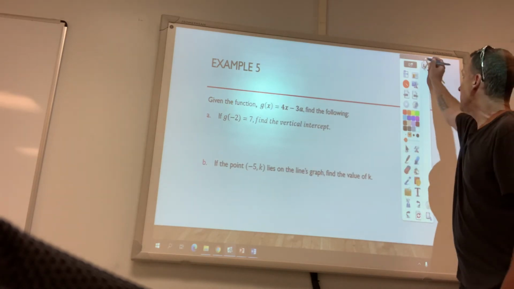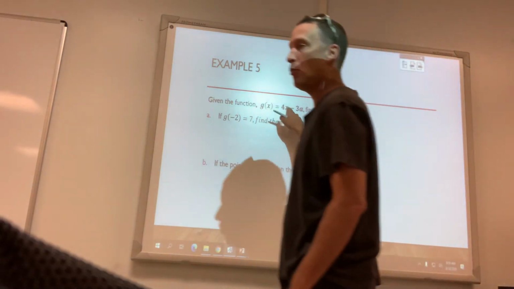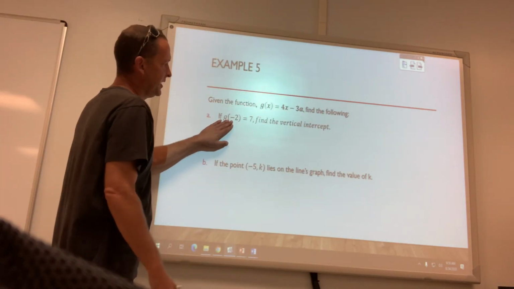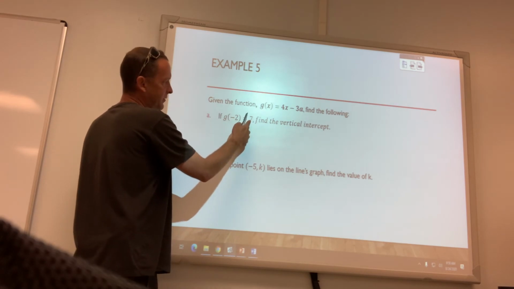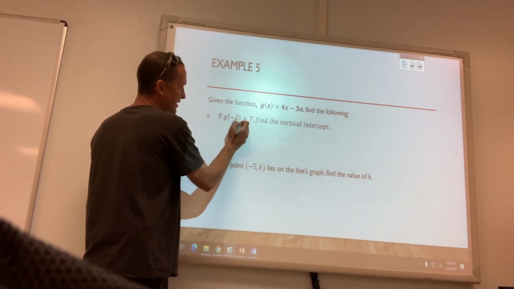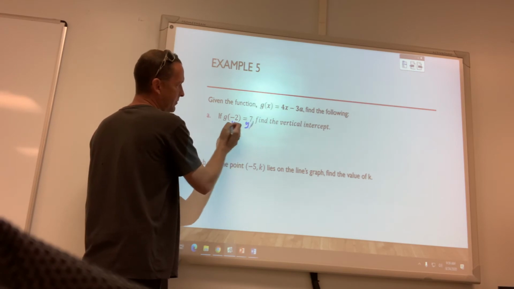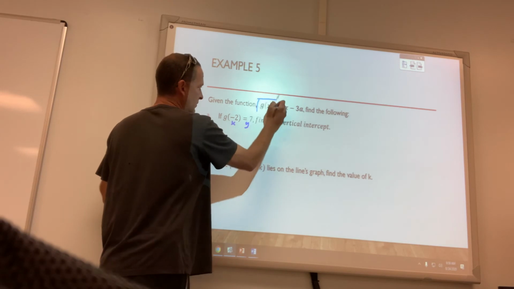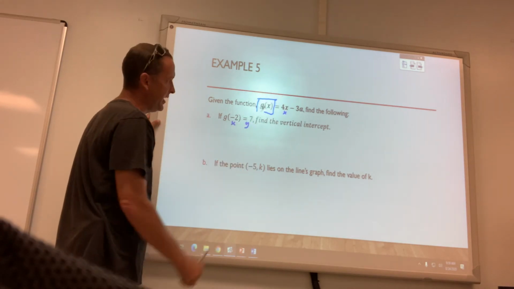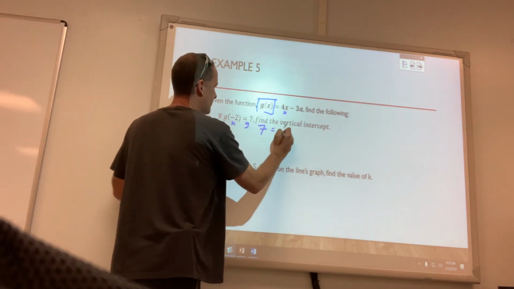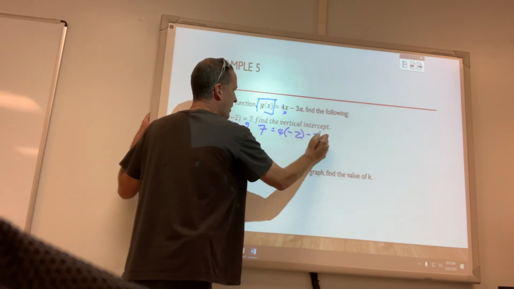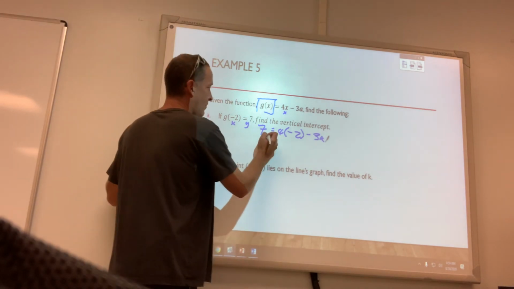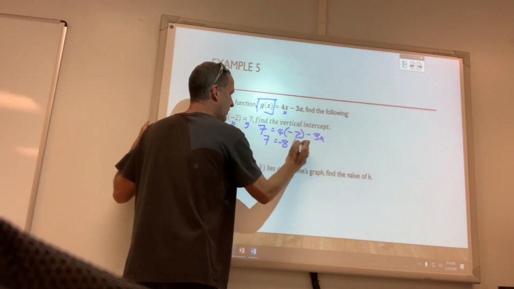Notice again, we're written in function notation. Instead of saying y equals 4x minus 3a, it's g of x. So g of negative 2 equals 7. So this is my x, and that's simply my y. My x is going to go right there, and then that 7 will replace the g of x. So I would have 7 equals 4 times negative 2 minus 3a. So the goal first, we've got to solve for a. 7 equals negative 8 minus 3a.